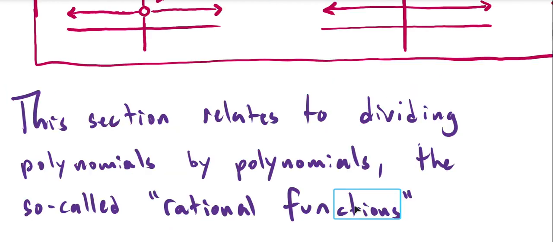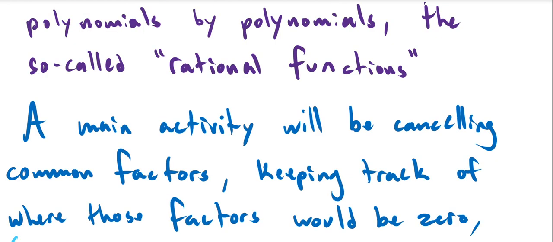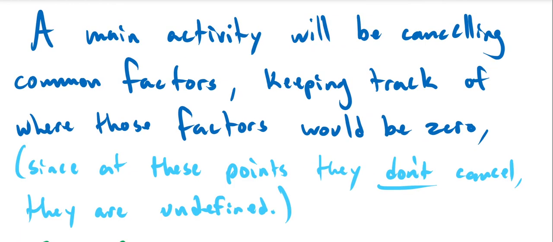Now, this whole section, this final section in the course, is going to relate to dividing polynomials by polynomials. These are the so-called rational functions. They are ratios of two polynomials. They are quotients of two polynomials. One of the main activities we will be doing is factoring our polynomials, canceling their common factors, and keeping track of where those factors would have been 0. At any point where this cancellation happened, and we would have had one of the factors in the denominator be 0, they actually don't cancel exactly. We have to leave that out of the domain. In fact, we had to leave it out of the domain initially too. Rational functions are not defined where their denominators are 0.